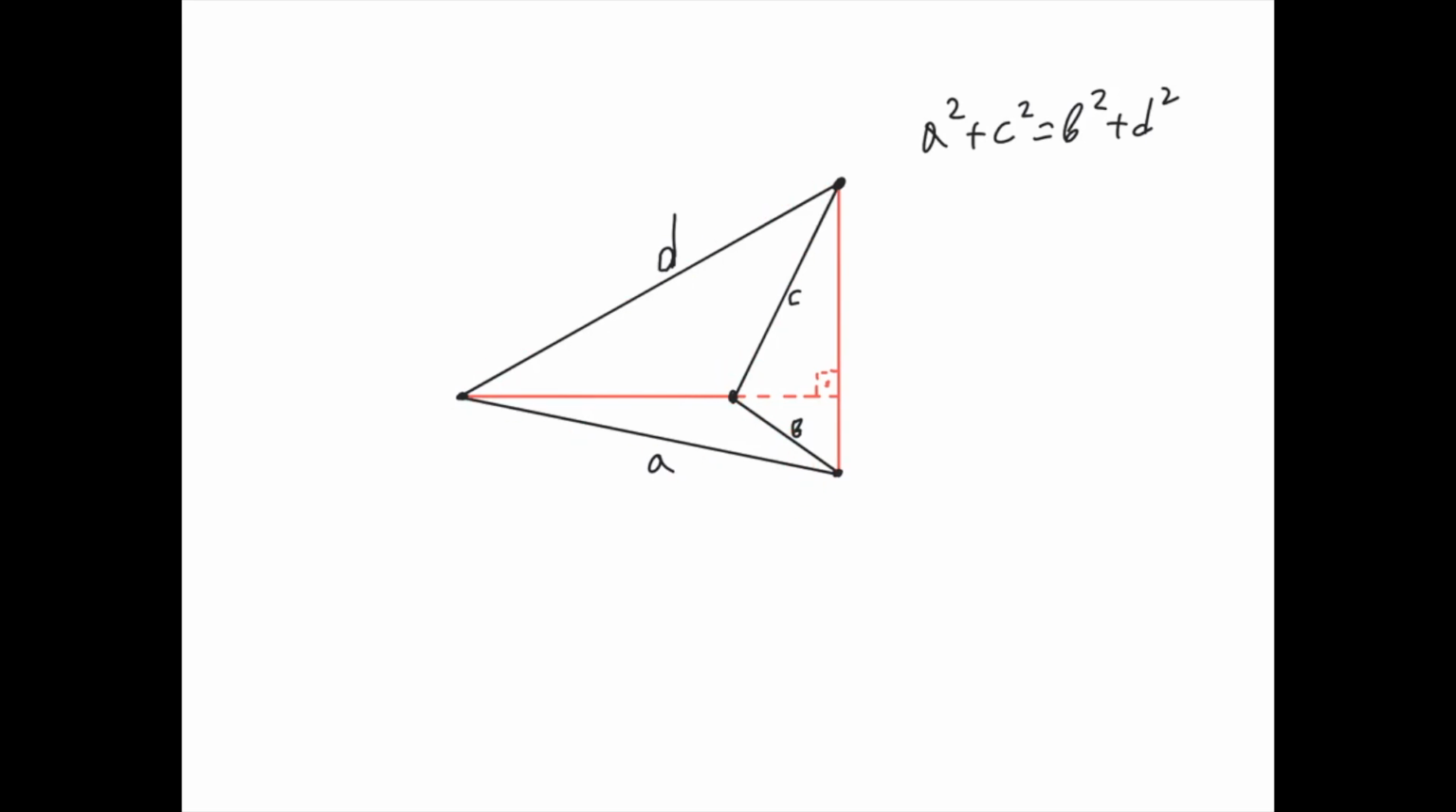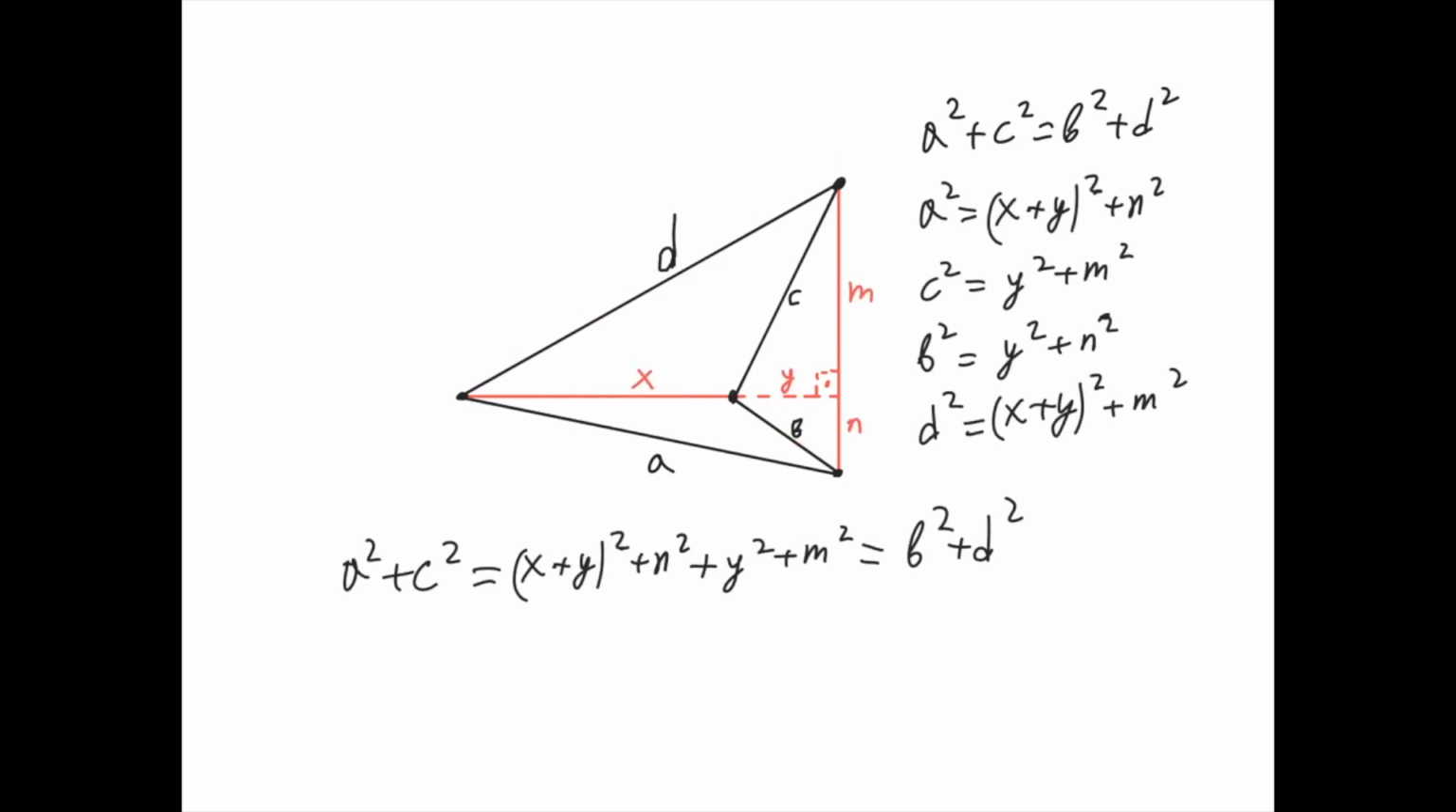The diagonals of this concave quadrilateral are the two red segments, this segment and this segment, and they lie on lines that are perpendicular if and only if a squared plus c squared equals b squared plus d squared. Here's how we can prove this.